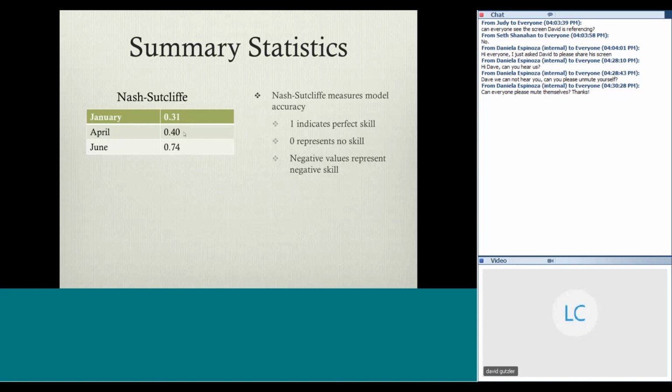Nash-Sutcliffe improves to 0.4 by April 1st, and then when we get to June, it's 0.74. That makes sense because by that time, most of the precip has already fallen for the springtime. And so really, we should have very good skill by the time that has happened. But in April, our Nash-Sutcliffe is really only 0.4, so it's not that high.